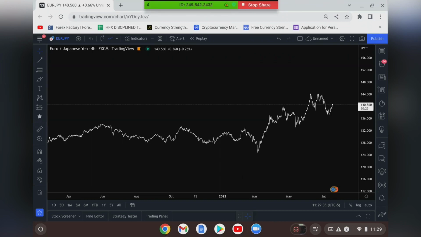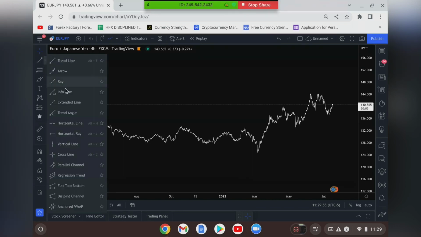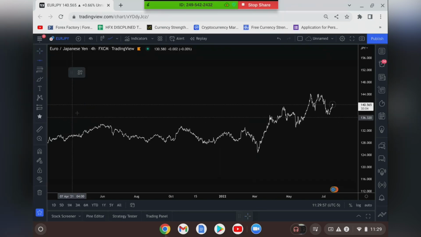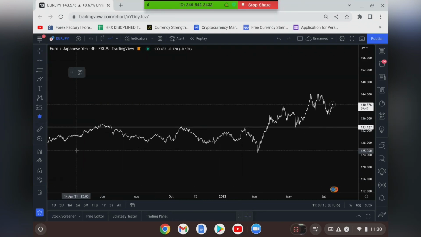We're on the 4-hour chart for EUR JPY. Now, when you're marking up support and resistance zones in the market, you want to look for areas where price has touched multiple times, okay? And when I say multiple times, let me give you a quick example. Let's get a horizontal line, and I'm going to place it right here, okay? The reason I placed it right here is because we can see that price touched this area in the market multiple times, right?